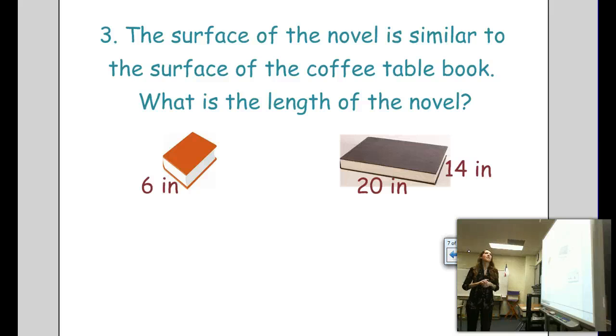Okay, moving on from our pentagon problem. All right, the surface of a novel is similar to the surface of the coffee table book. What is the length of the novel? So since we're looking for the length, we're going to assume that 6 is the width automatically. I'm going to let you solve, and I want you to circle your answer. Number 3, everyone solve it. I'm going to walk around and look at your answer.